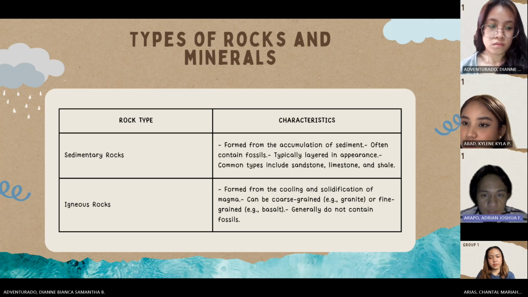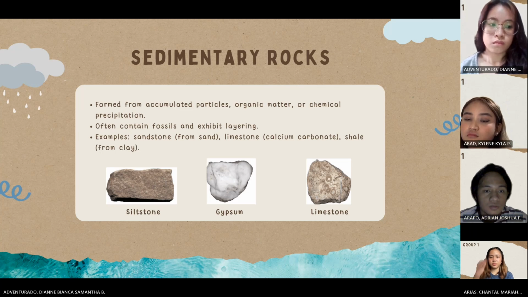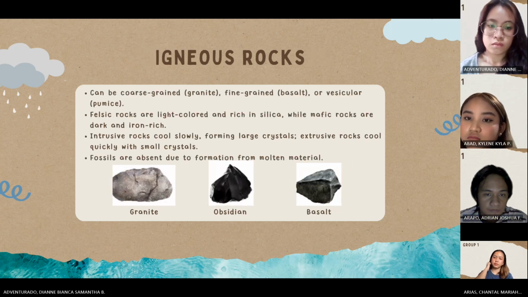Just like what I said, there's also the metamorphic rocks, but we won't be focusing much on that. Next slide, please. So these are just some of the examples of the sedimentary rocks: the siltstone, the gypsum, and the limestone. Next slide, please. Okay, so for the igneous rocks, this would be the granite, the obsidian, and the basalt.